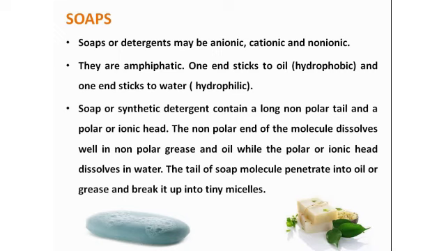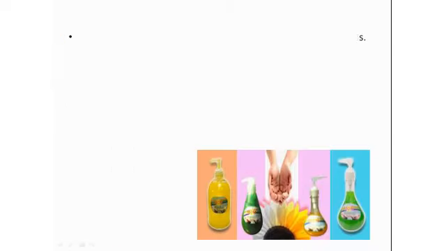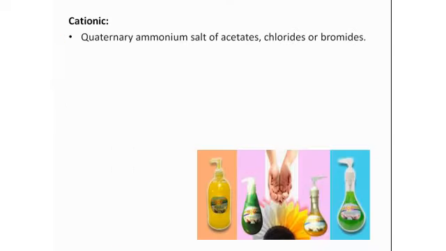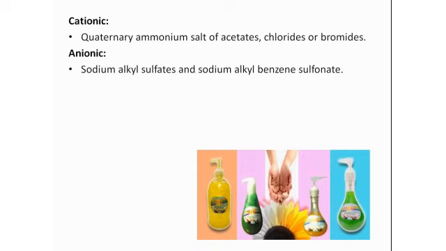So this concept is used to decrease the surface tension in the dispersed oil globules, which are used in the formulation of the emulsion, right? Example of soap: cationic soap, example quaternary ammonium salt of acetates, chlorides and bromide. Anionic, example sodium alkyl sulfate or sodium alkyl benzene sulfonate.